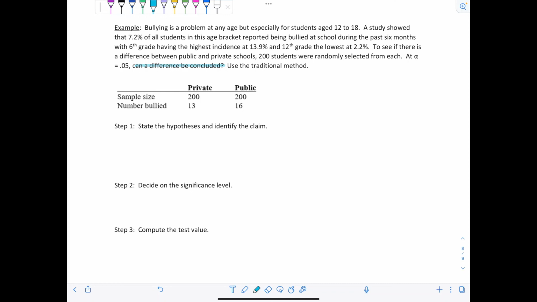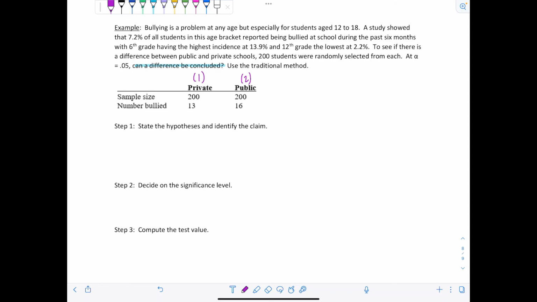So let's go ahead and see here. Since they mentioned the word public, I'm inclined to call that P1 and then private P2, but when I look at the data table, they have them the other way, so whatever. I'll call private sample 1, population 1, and public 2.